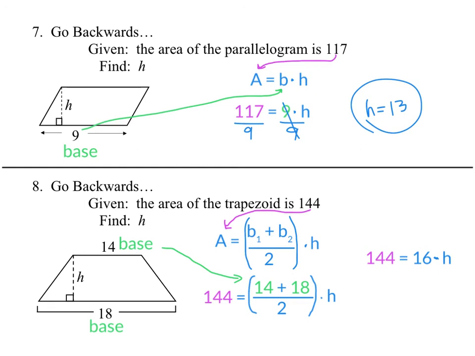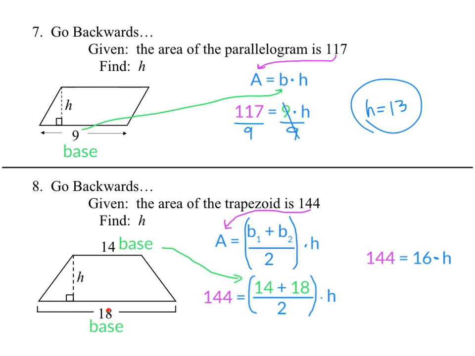Next up, okay, again, we're going backwards. This time it tells me it's a trapezoid. So the trapezoid looks like this. That's what the formula looks like for a trapezoid. It's telling me the area is 144. It's not asking me to find the area. That's why this is going backwards, because it gave me an area. So plug the 144 into the A in the equation.